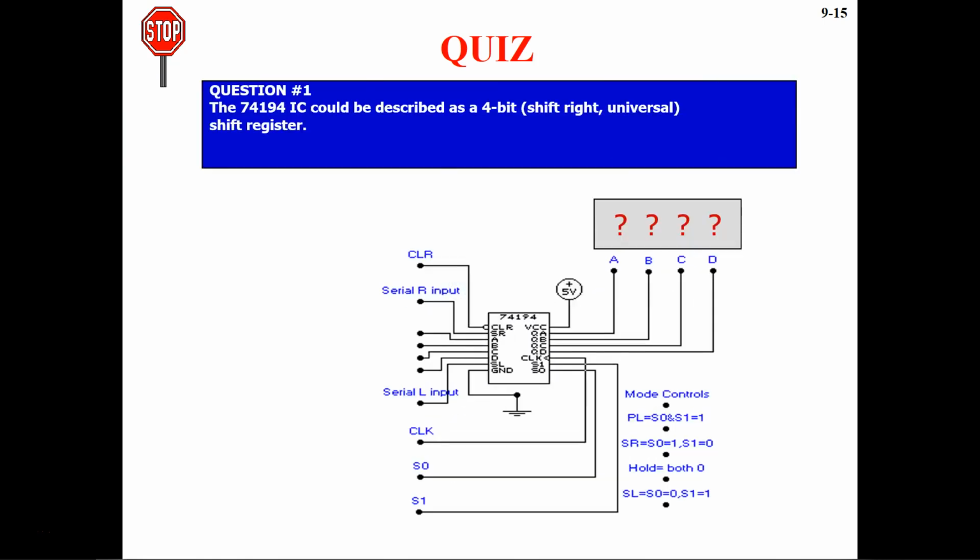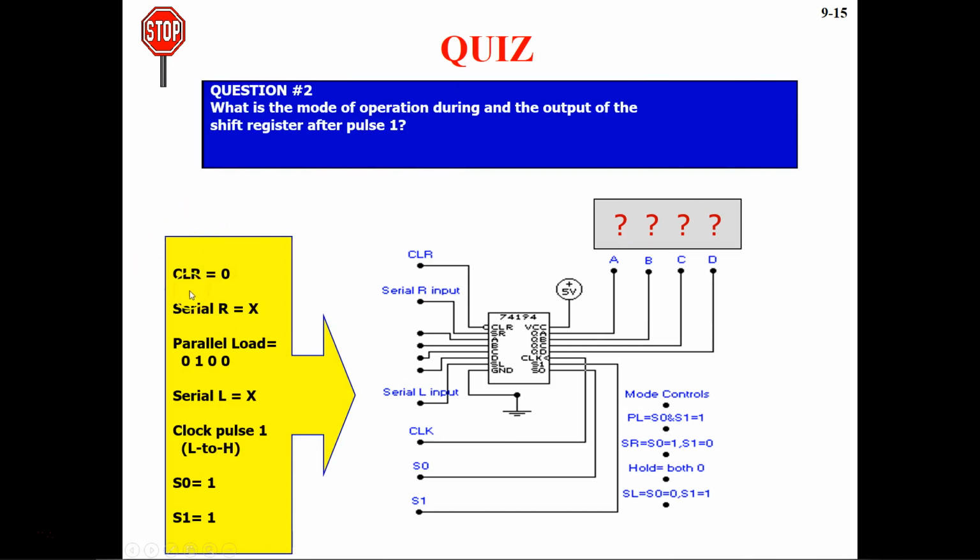So the 74194 IC could be described as a 4-bit shift right universal shift register. It is a universal shift register because we already saw that it can shift right, towards left also, and it can send parallel data also. So this is a universal shift register.